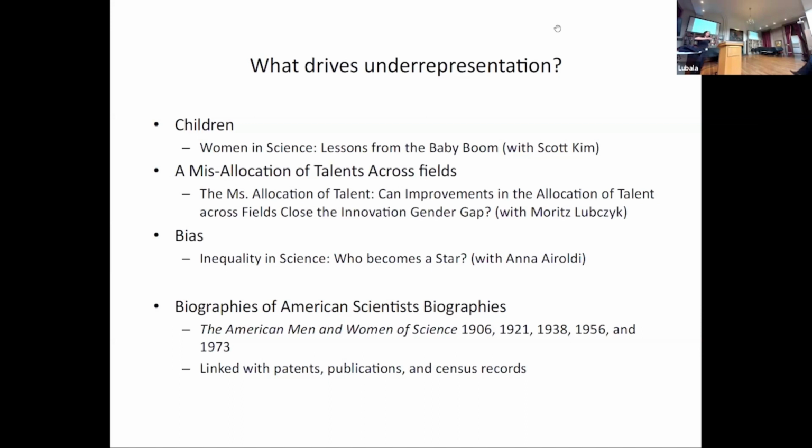That's almost 200,000 biographies that we've digitized, or are in the process of digitizing. Then we link all of those individually, through machine learning and hand matching with alternative sources, to measure productivity. We're linking them with patents, publications, and census records. Census records are particularly helpful because they allow us to know the social background, the parents, and the families in which people grow up. Today, again, I'll focus on women in science.